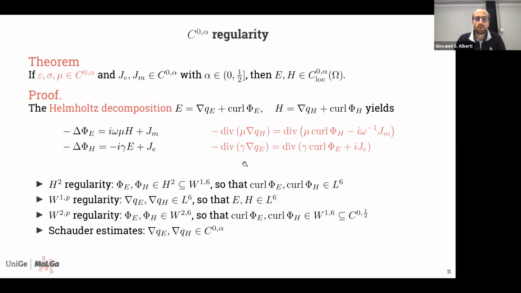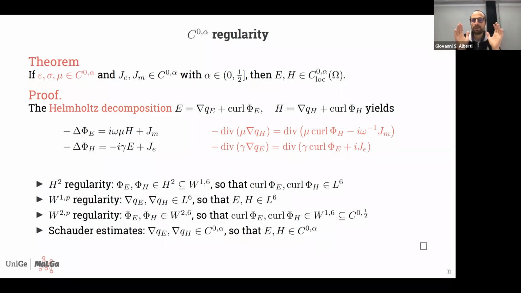And this is exactly what I wanted because I have both curls and both gradients here in C0 alpha. The gradients are here, the curls are here. And so basically this concludes the proof. This gives me E and H in C0 alpha. So again, the message of this slide is that once you consider the Helmholtz decomposition of the two fields, you write down the PDEs satisfied by the scalar and vector potentials, and then you just need to apply classical elliptic regularity results in a smart way.